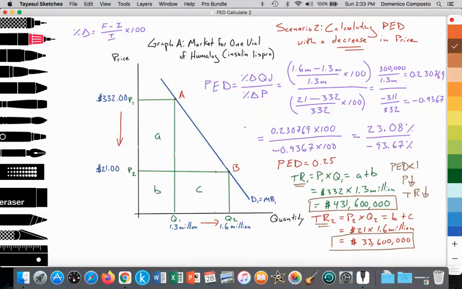So as price falls, in this case, total revenue will fall, which is exactly what we see here. So unfortunately, that would be a bad decision by the firm that's seeking to maximize revenue. And that's it. So there's two videos that go together to illustrate how we would calculate this. We're using an inelastic demand curve to illustrate calculations of PED and total revenue.